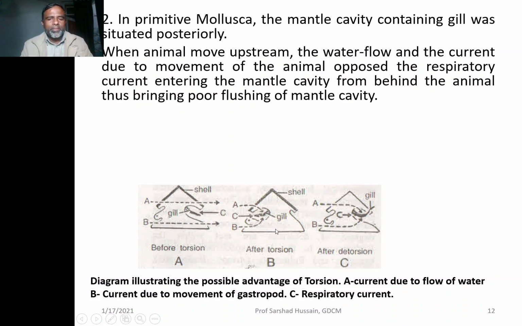But when the cavity is brought to the anterior side, all the currents go the same way. You can see the current of water is in the same direction, the respiratory current C is also in the same direction, and the current because of the movement of the gastropod is also in the same direction, thereby giving a good respiratory environment because the water is continuously changing inside the gill. As a result, the ctenidia, or gills, take fresh and fresh oxygen for respiration.